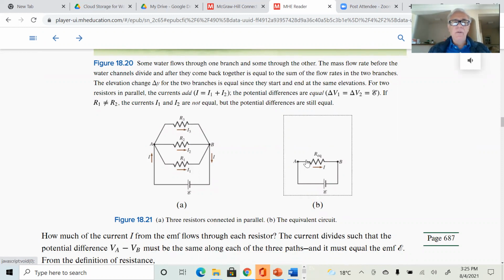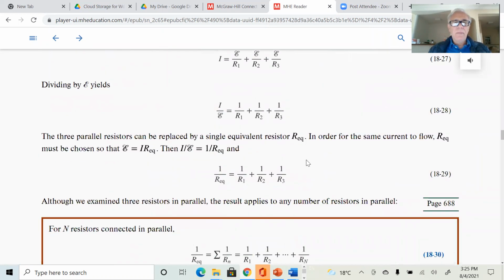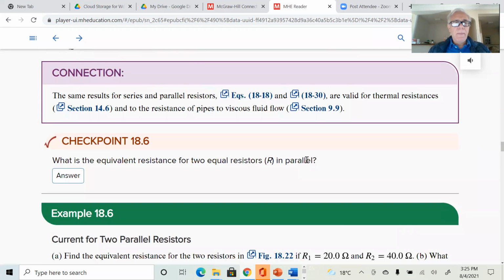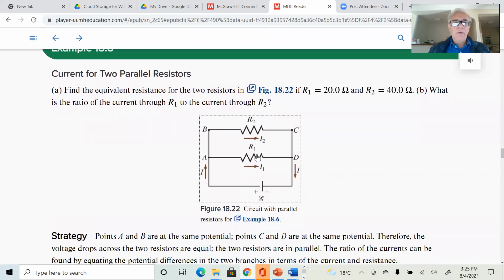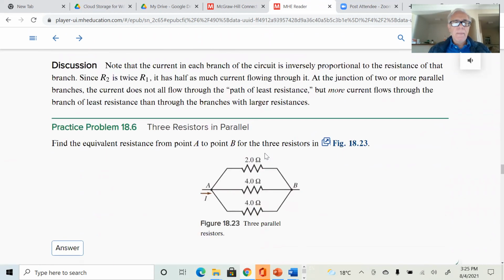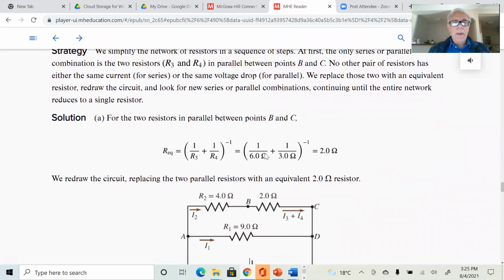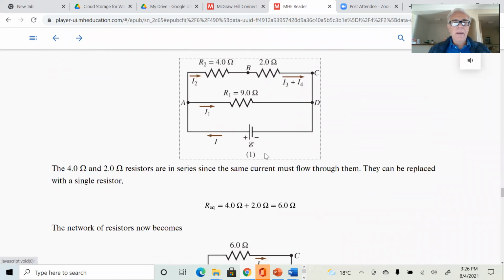And you're going to reduce that to equivalent resistance. And you have 2 resistors in parallel again. Okay. We can go through those examples.